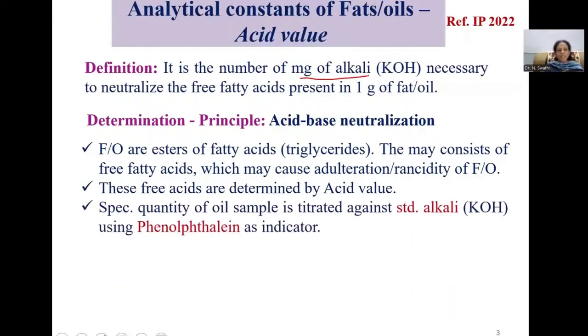Now, how can we determine it? We want to determine the free fatty acid content. So a specific quantity of the oil sample, as per the monograph specifications, is taken and titrated against standard alkali using a suitable pH indicator such as phenolphthalein. That means when we titrate the given oil sample with potassium hydroxide using a suitable indicator, an acid-base reaction occurs, because potassium hydroxide is a base and we want to determine the free fatty acids. That is nothing but the acid component, and thus it results in the formation of the corresponding salt. So the principle involved in acid value determination is a direct acid-base neutralization titration.